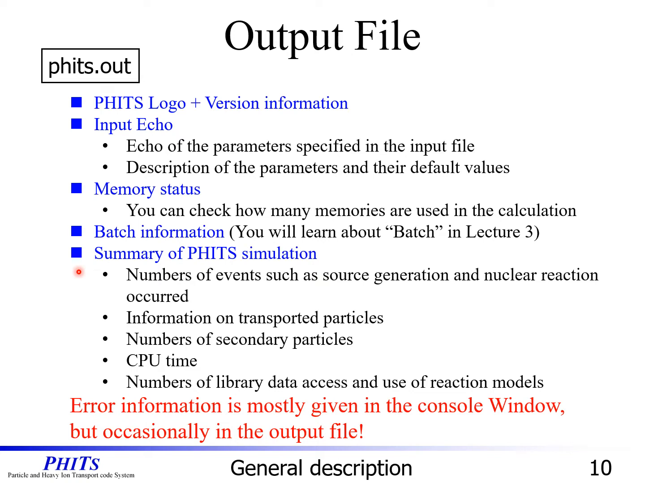In the last part, you can check numbers of events such as source generation and nuclear reaction, information on transported particles, numbers of secondary particles, CPU time, and numbers of library data access and use of reaction models. It should be noted that error information is mostly given in the console window, but occasionally in the output file.